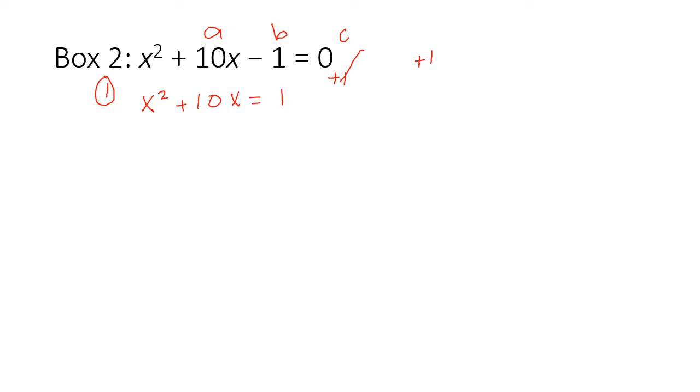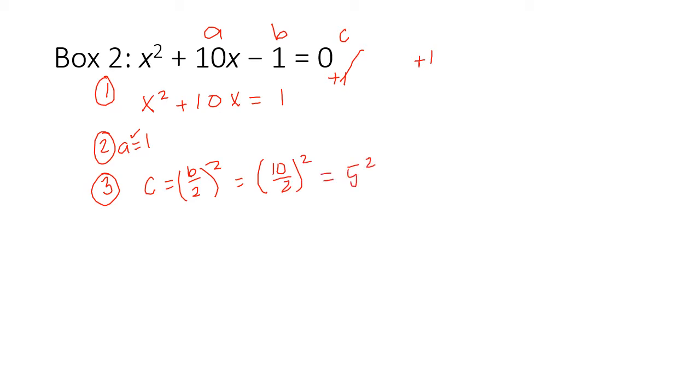Did I lose anyone on step 1? Okay, step 2 says to divide by your A. Well, is there an A for me to divide by? No, because A just equals 1, so we're good. Step 3 says to find my magic C. To find your C, it equals your B that you have now, B divided by 2, squared. So that's going to be 10 divided by 2 squared, which is 5 squared, which equals 25.